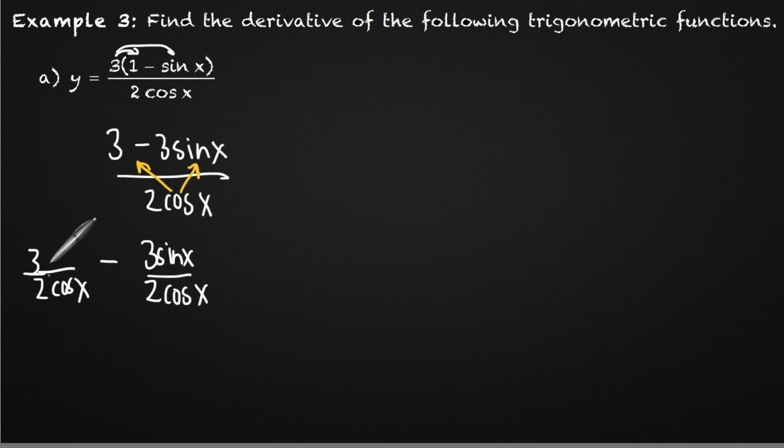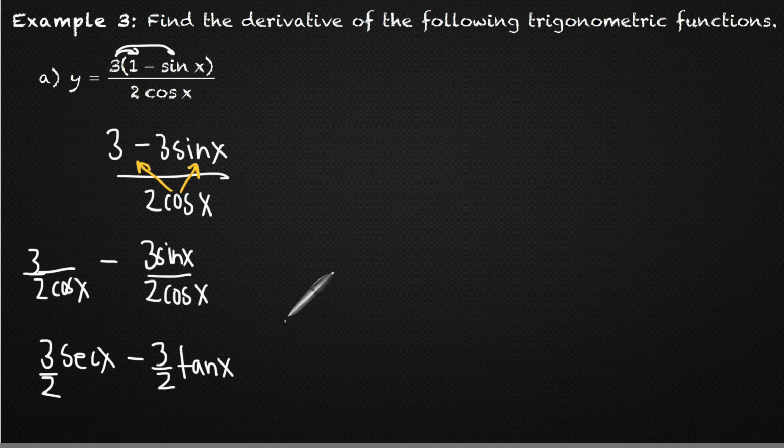All right, so let's rewrite this to be 3 secant of x over 2, and then minus 3 over 2 tangent of x. Now, we have not taken the derivative yet, okay? All we have done is split this up into two fractions, and we have simplified the fractions. So all of that is just rewriting the function y. Now we're going to take the derivative.